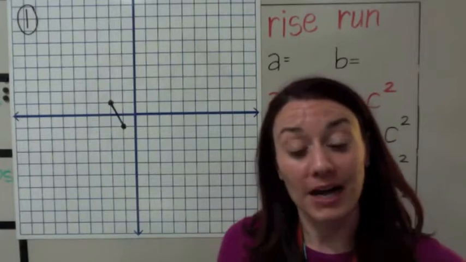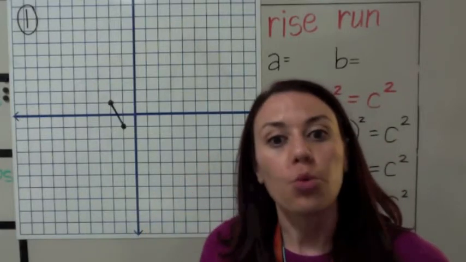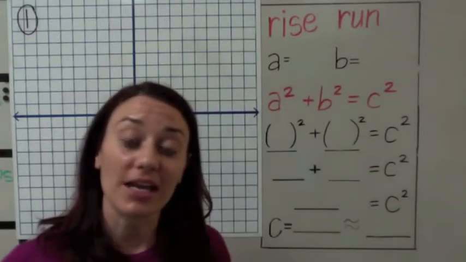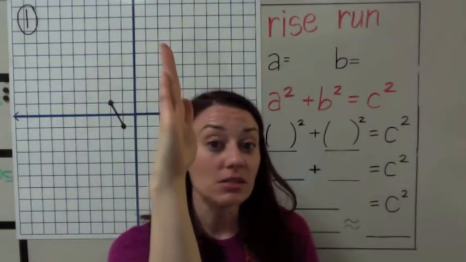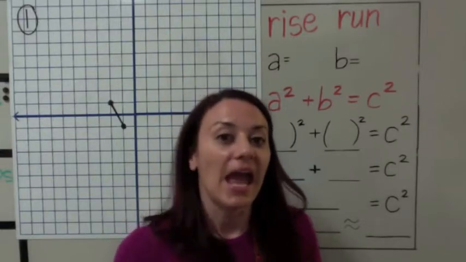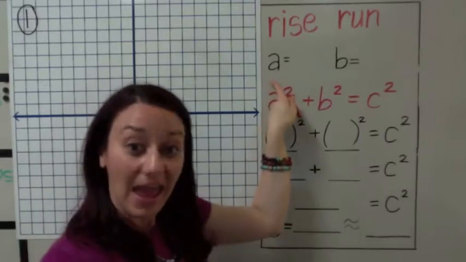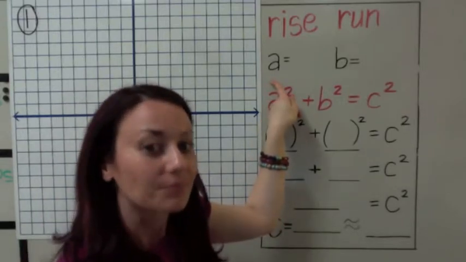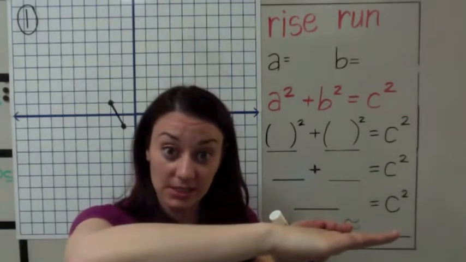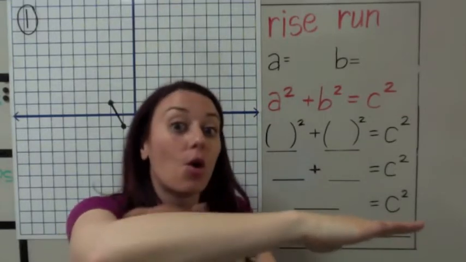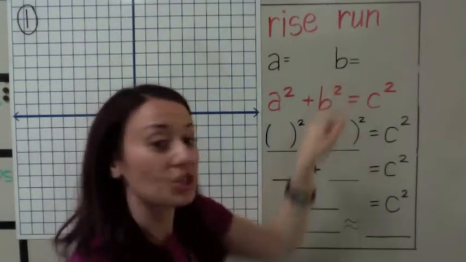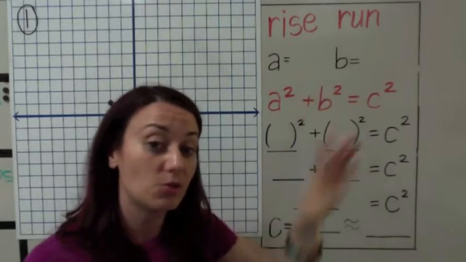In order to find this distance, we need to use the rise and the run. So the rise is going to be the vertical distance. Rise is what? Vertical, up and down. Okay, and it's represented with the letter A. Letter what? And the run is going to be the horizontal distance. What kind of line is this? Horizontal. And it's represented with the letter B. Which letter? B. Don't get this confused with y-intercept.